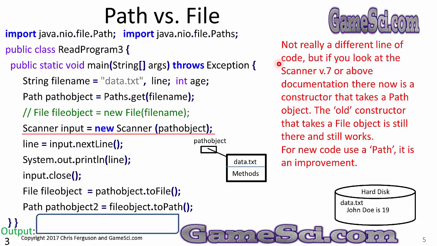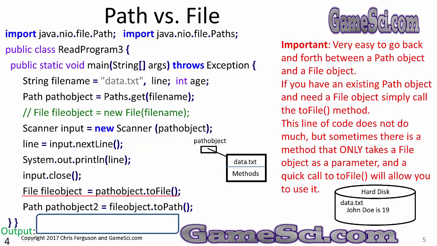Not really a different line of code, but if you look at the Scanner version 7 or above documentation, there is a constructor that takes a path object. The old constructor that takes a file object is still there and still works. For new code, use a path. It is an improvement. Start moving away from file objects and start using path objects. Notice how I called this variable path object to illustrate the difference.